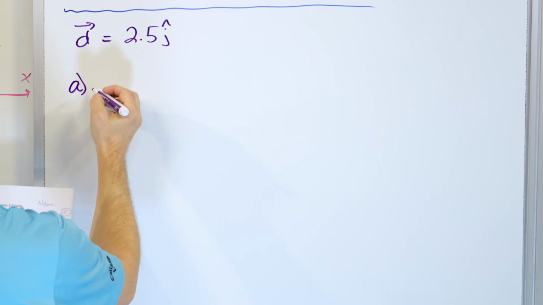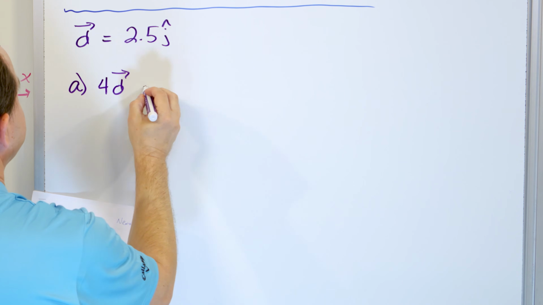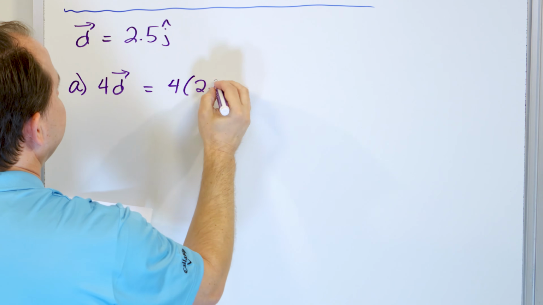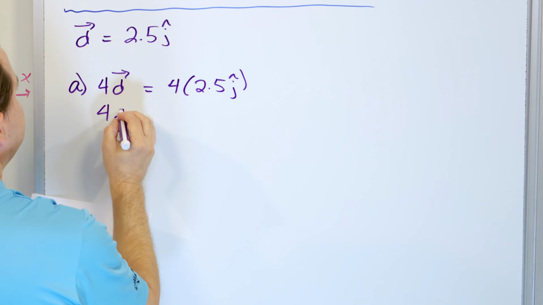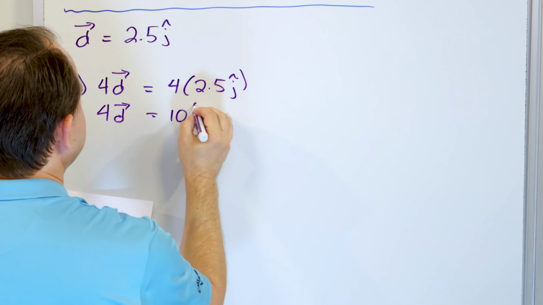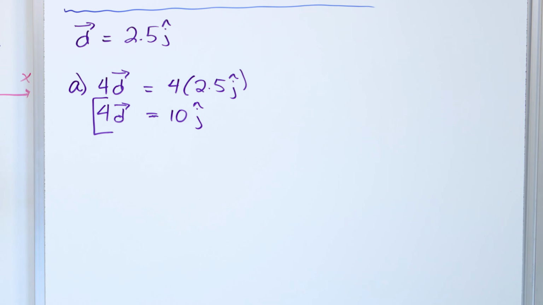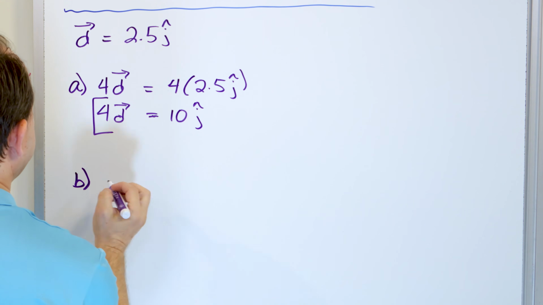So for problem A, what you're trying to figure out is what is 4 times d vector? Well, it's going to be 4 multiplied by d vector, which we now know is 2.5 in the j direction, right? And so 4 d vector is, what's 4 times 2.5? It's 10 in the j direction. So this is the answer, 4 times d. All right? Now let's go and do the next part of the problem. Then we're going to draw a picture to make sure we understand.